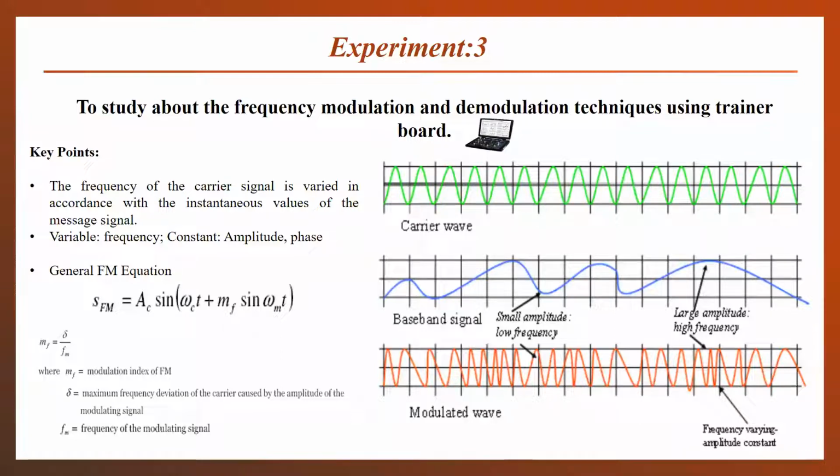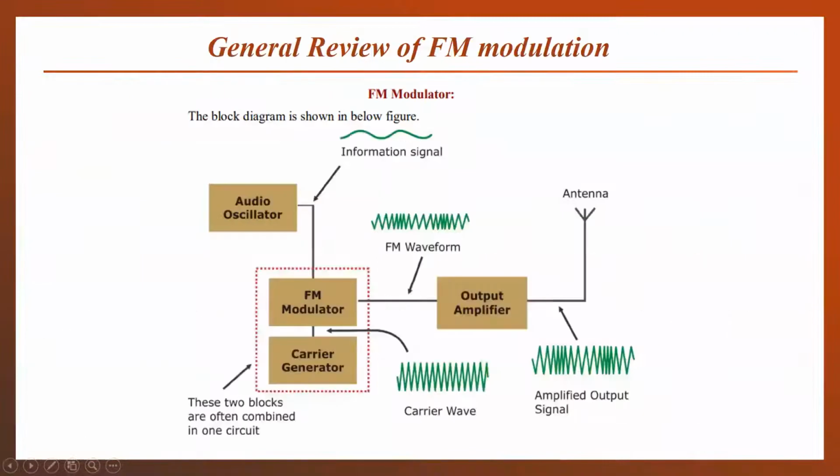When the amplitude of the message signal is maximum at this point, the frequency of the carrier signal is maximum. Whereas when the amplitude of the message signal is minimum at this point, the frequency of the carrier signal decreases here.